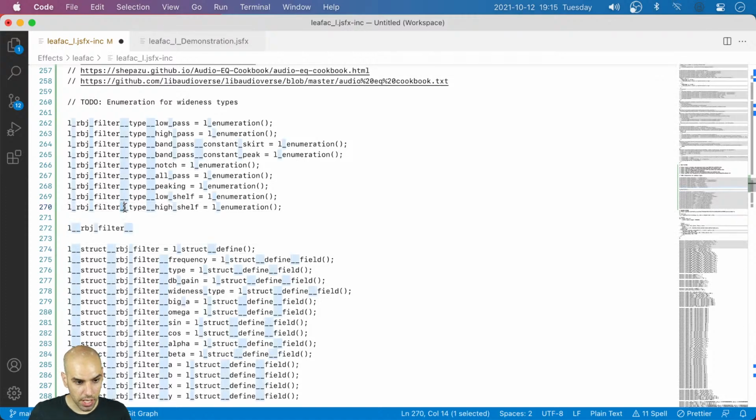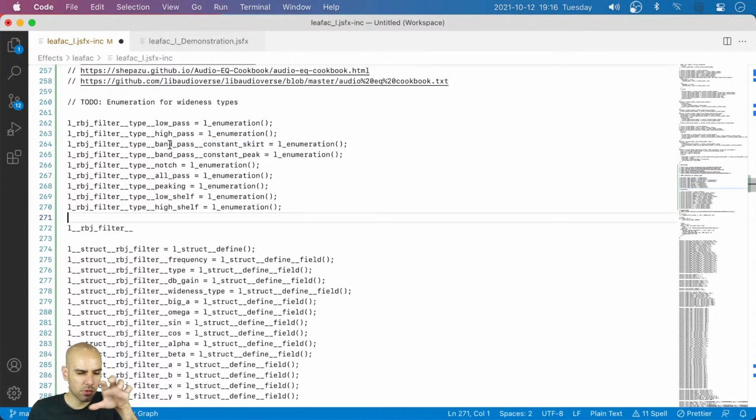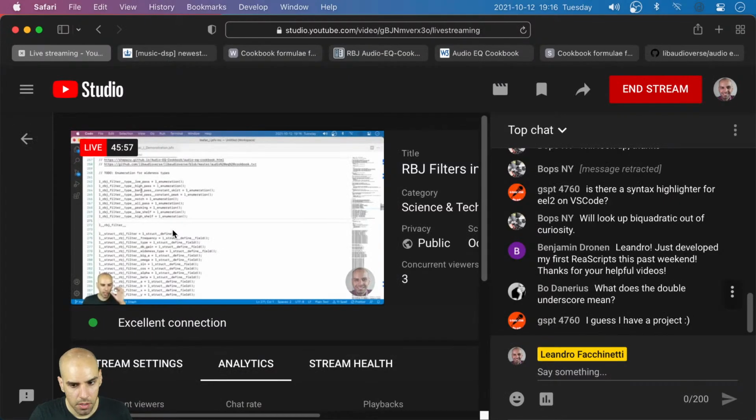The double underscore here means just separation, because Rbj filter is a concept, this is a concept, and this is a concept. Double underscore is just separating the concepts in that way. So that's why, for instance, I have bandpass and then double underscore. So it gives you a pause. And if you squint and don't see the underscores, you can sort of read this as you would in English. Not quite, but there you go.